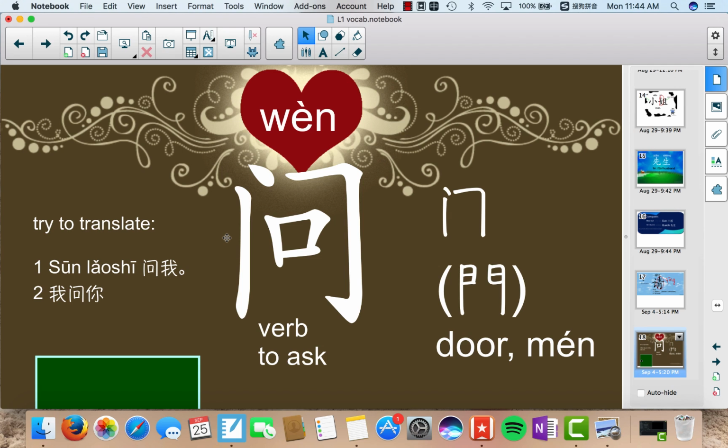Now, the pronunciation is very important. If you pronounce it correctly as fourth tone 问, it translates to ask. But if you accidentally pronounce it as 吻, then that translates to kiss. So if you say 我问你, that's I ask you. But if you say 我吻你, that translates to I kiss you. You better be careful there.